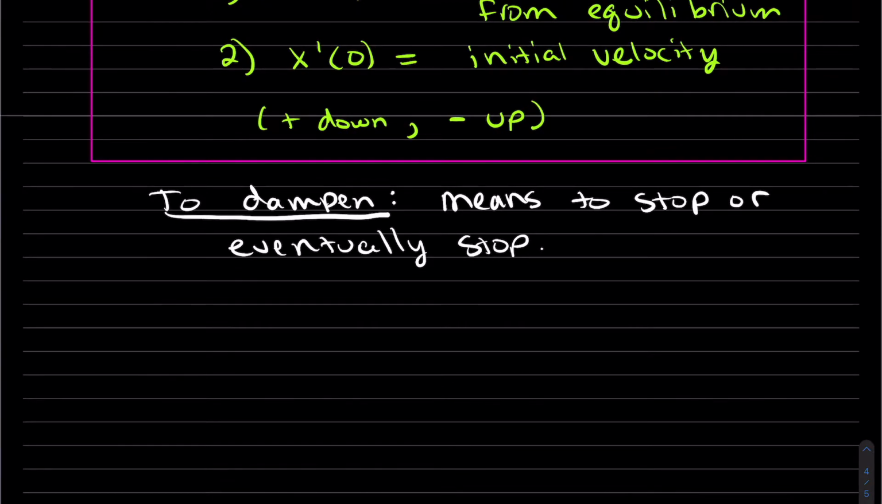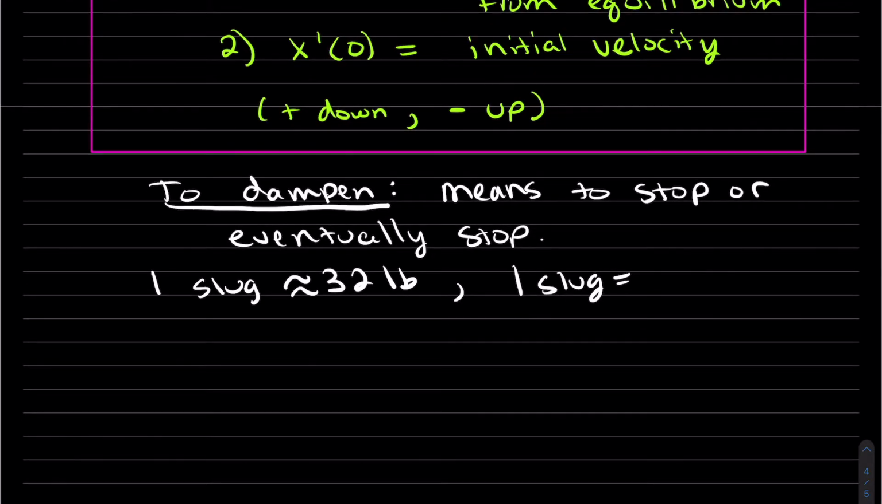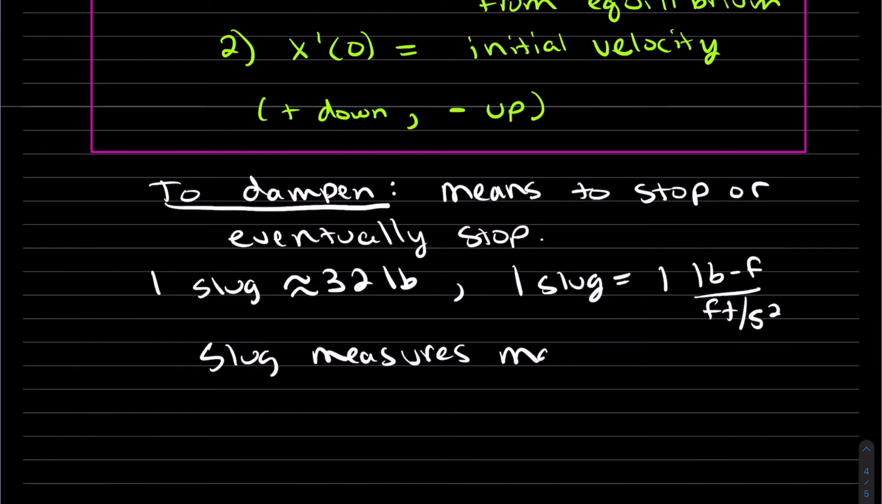Just some other tidbits. One slug equals, not equals, it's actually approximately 32 pounds. The units of a slug: it's just a bunch of them, that's why we call it a slug. It's 1 pound-foot divided by acceleration, feet per second squared. And slug measures mass, as you can see there.